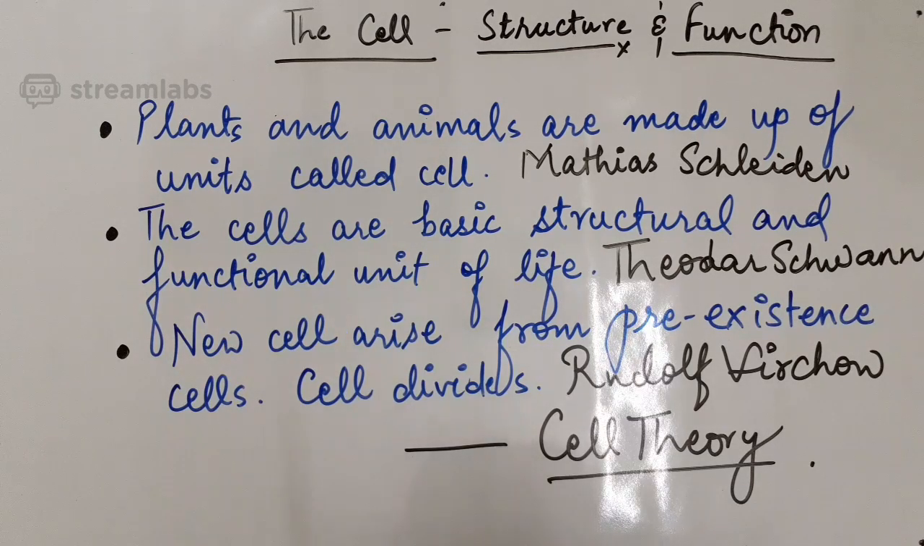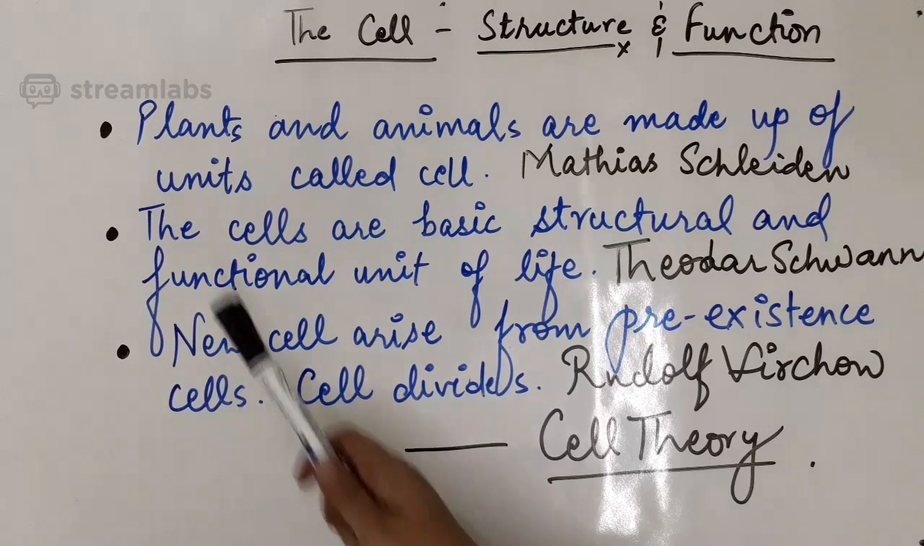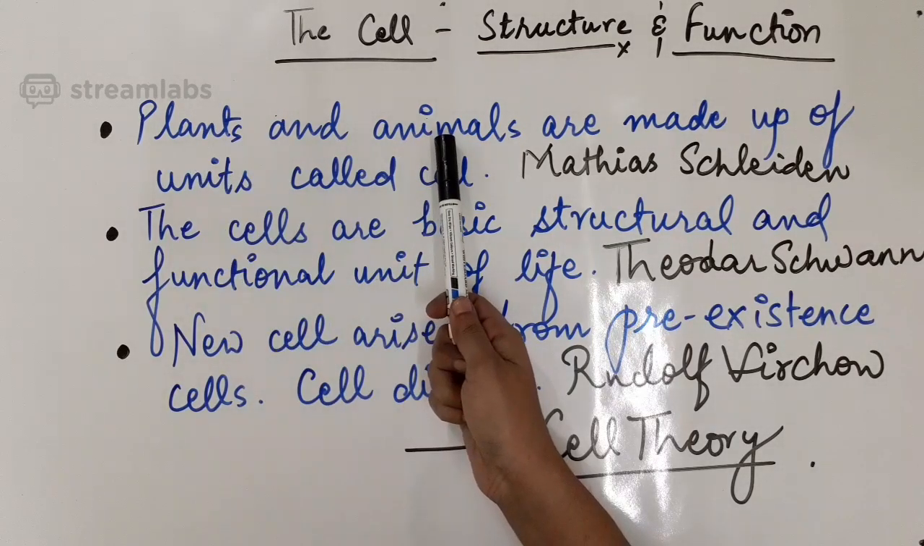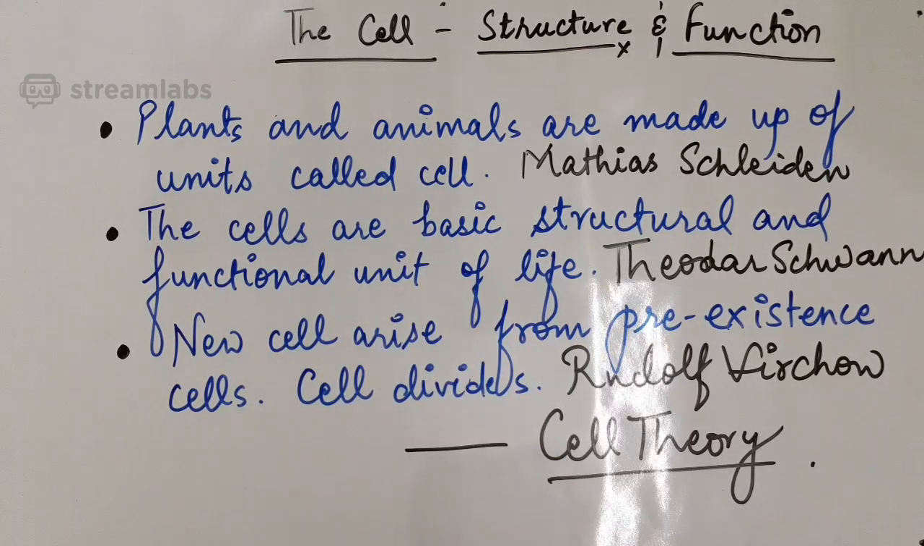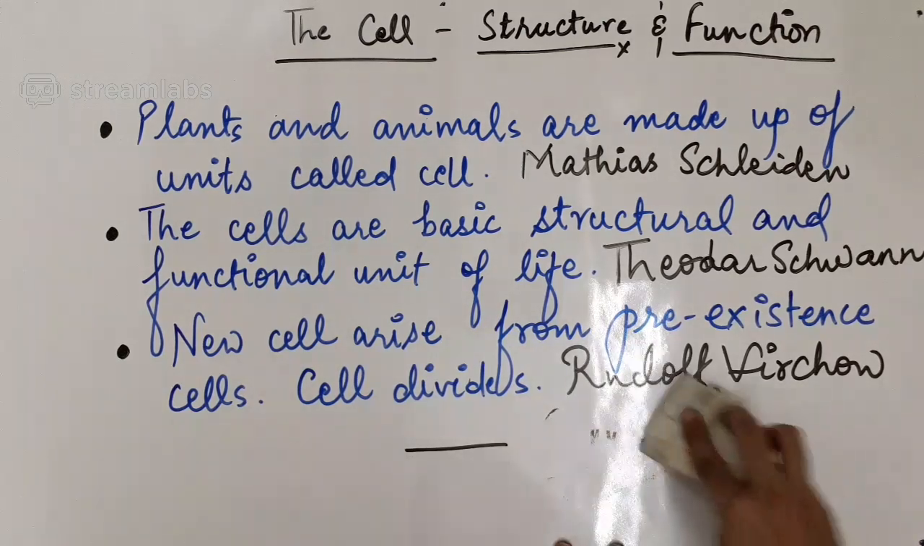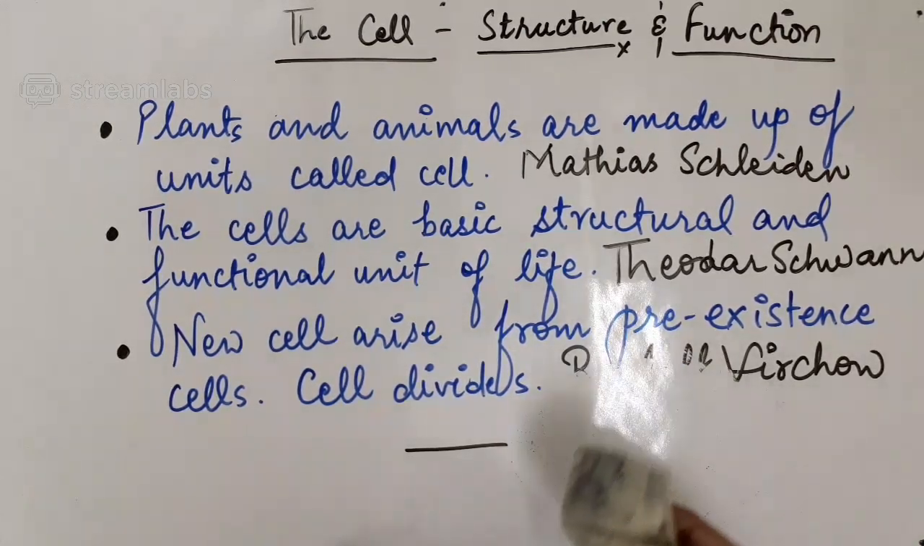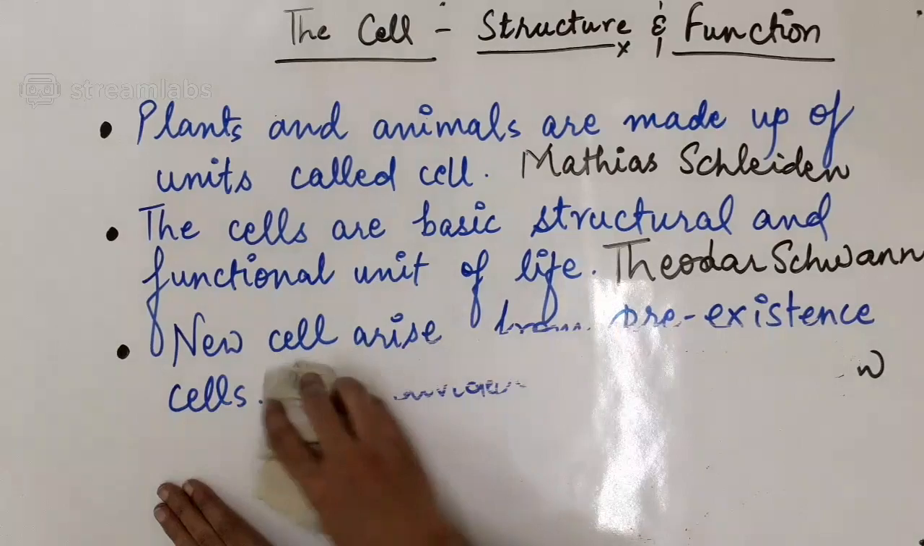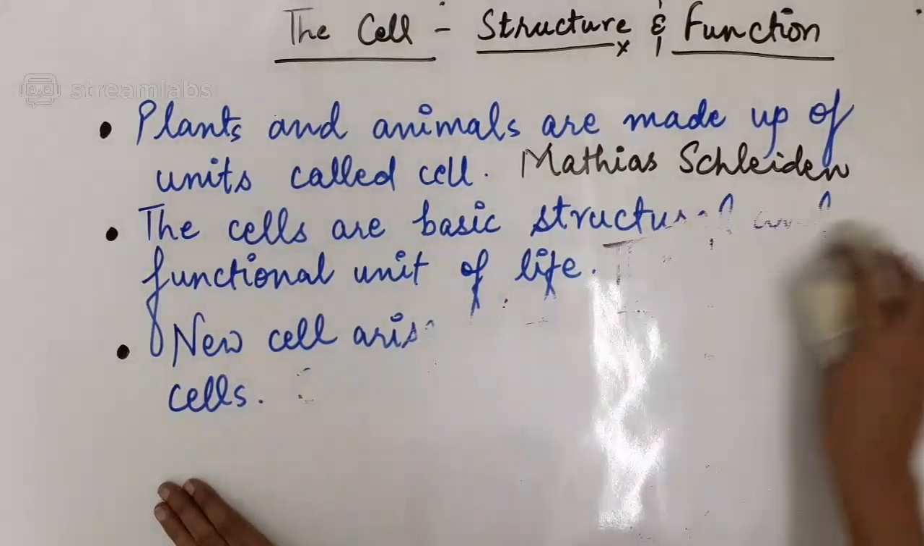All the organisms, whether plant or animal, are structured and functional through units called cells. And these are the main points of the cell theory, which was postulated by Matthias Schleiden, Theodor Schwann and Rudolf Virchow. Now we will be discussing the structure and the components of the cell.